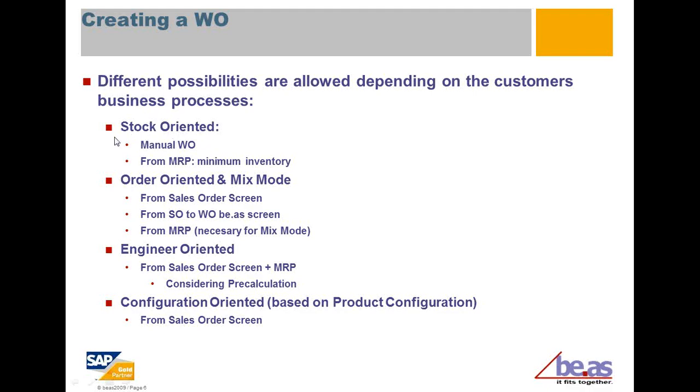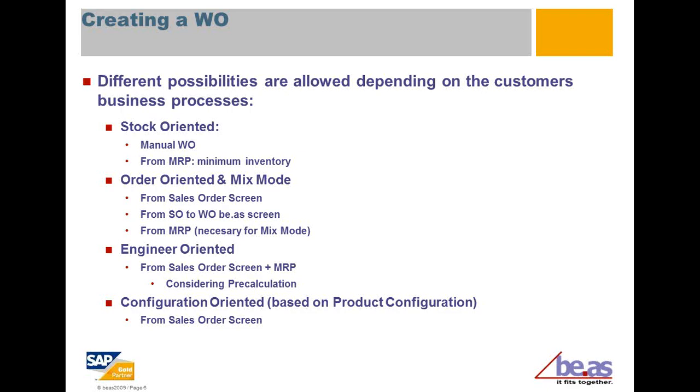Of course, when you create a work order stock-oriented, you can do it in two different ways. You can create a manual work order with no reference behind it, or just because you want to create one work order for 50 units or something like that. Or you can create, for example, a work order from MRP.